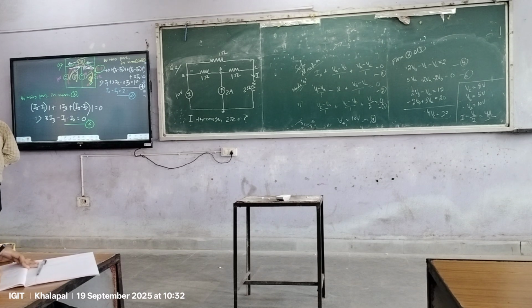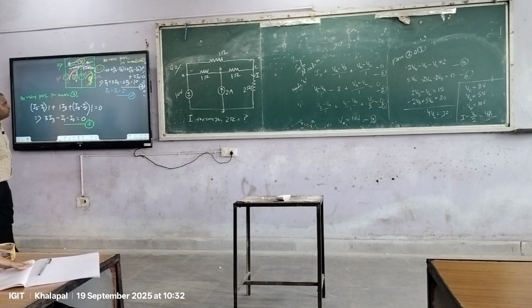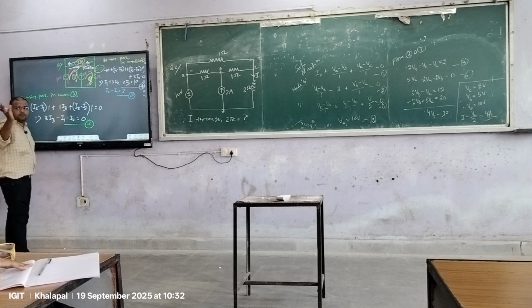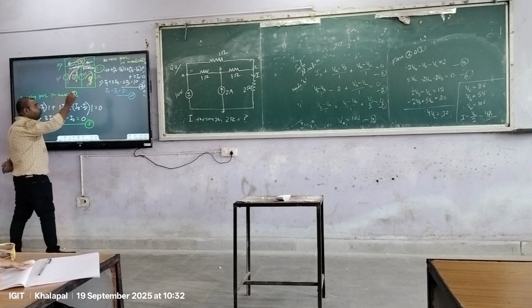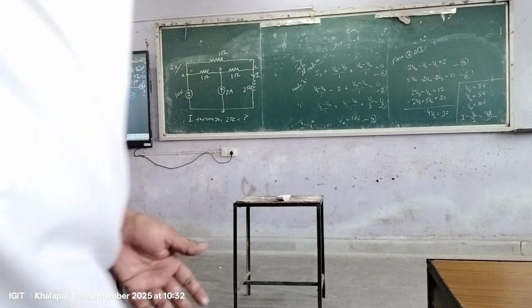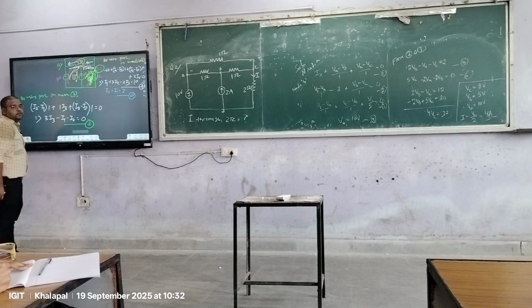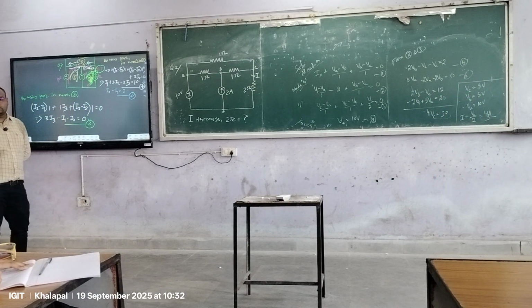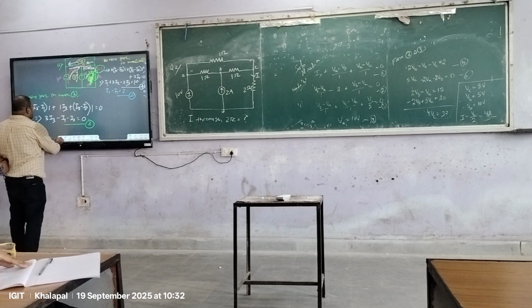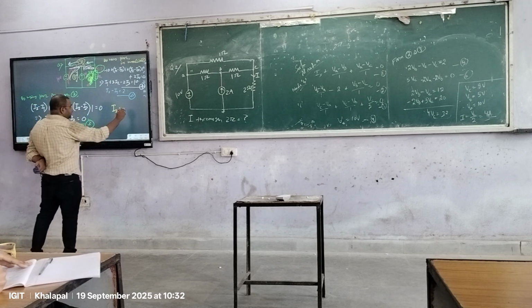Anybody else getting the answer? I2 was 4 ampere. Solve these 3 equations and find the value of I2. What is our objective? Our objective is to find the current flowing through this 2 ohm resistance. In mesh 2, I2 is flowing. So if you find the value of I2, the question will be solved. By solving these 3 equations, we get I2 as 4 ampere.